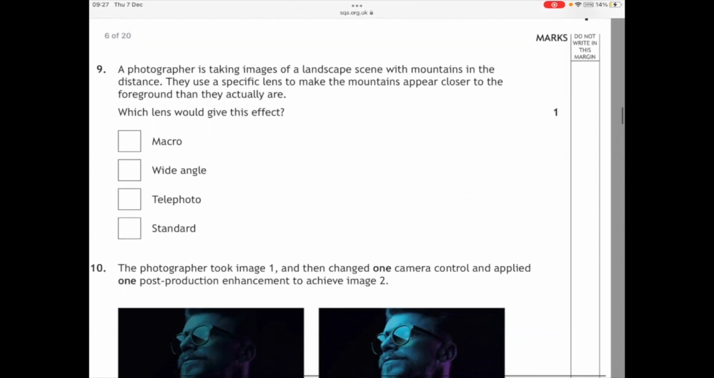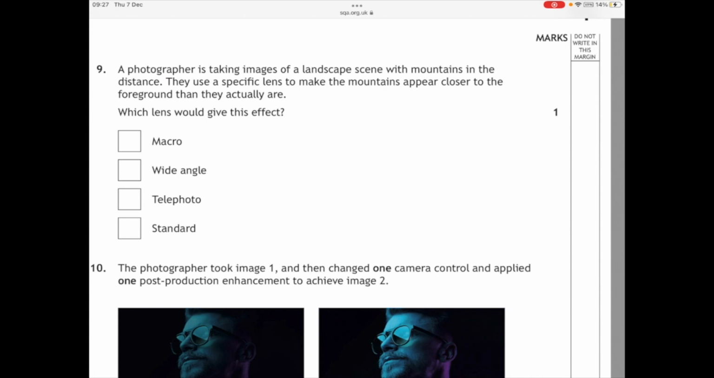Now the next question is about focal length. A photographer is taking images of a landscape scene with mountains in the distance. They use a specific lens to make the mountains appear closer to the foreground than they actually are. Okay, so the mountains are far away. They're using a particular lens to bring those mountains a bit closer in, not physically.